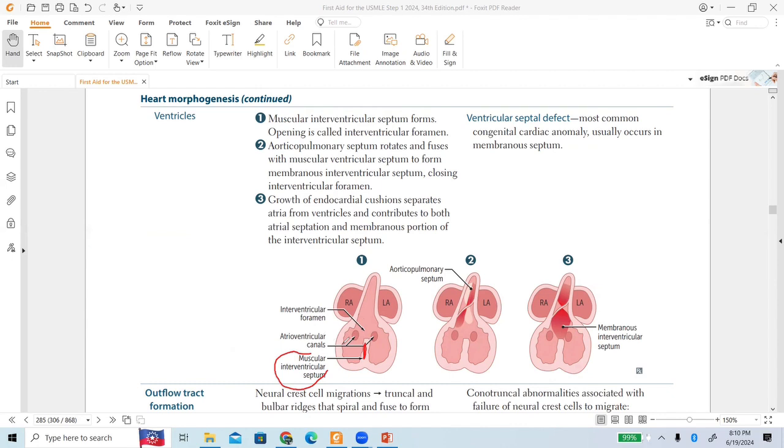Okay, so the next step is the aorticopulmonary septum. This is the aorticopulmonary septum. The aorticopulmonary septum arises from the neural crest cells. If there is a failure of the migration of the neural crest cells, what happens? This aorticopulmonary septum does not form, right?